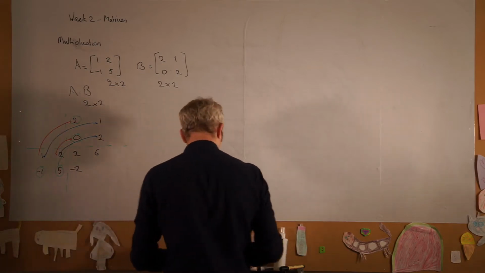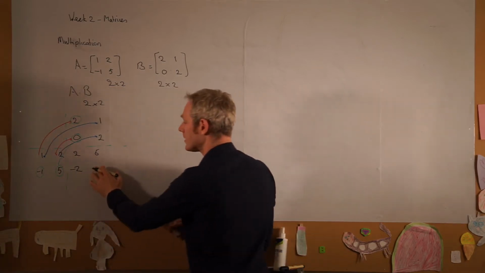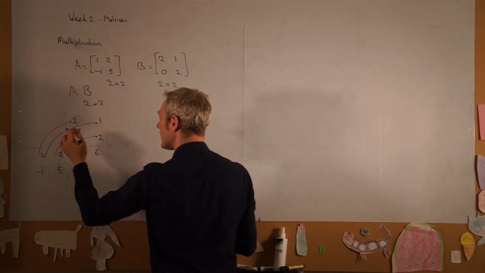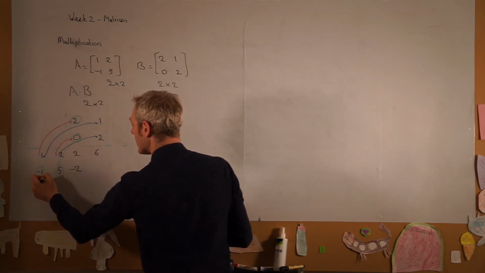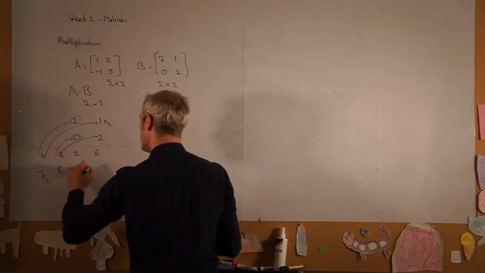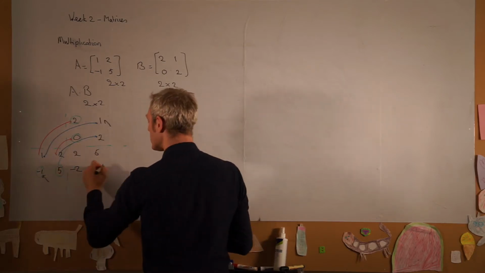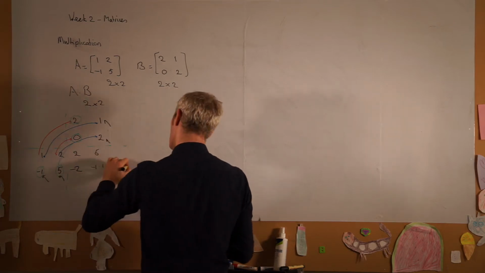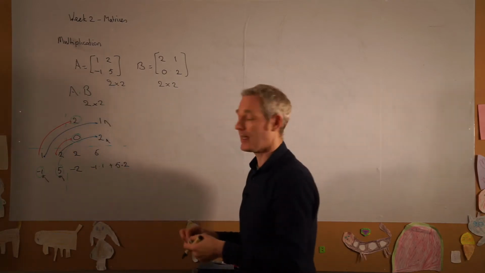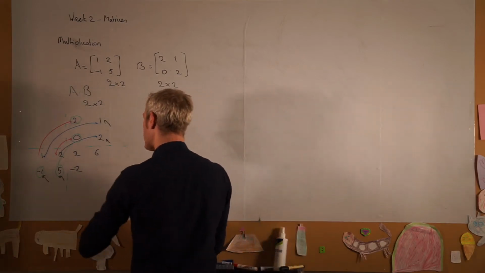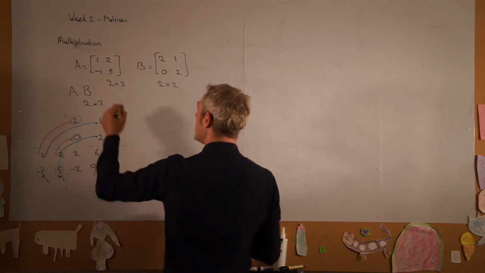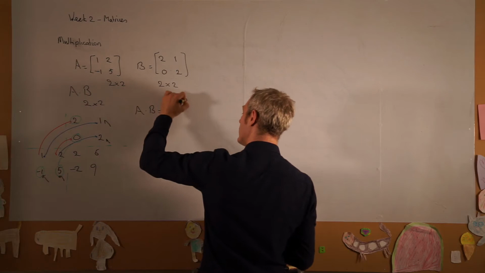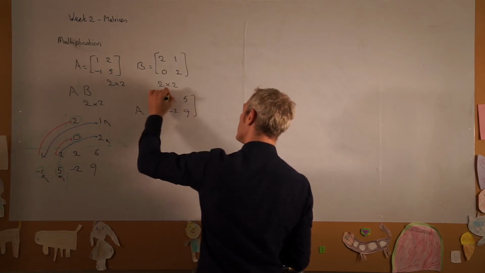And then to conclude, and I'll do that in black, we want the second row, second column, so we take the second row here, second column there, and we multiply the minus 1 with the 1, minus 1 times 1, plus 5 times 2, and that equals minus 1 plus 10 is equal to 9. So A times B is a square matrix, 2, 5, minus 2, 9.